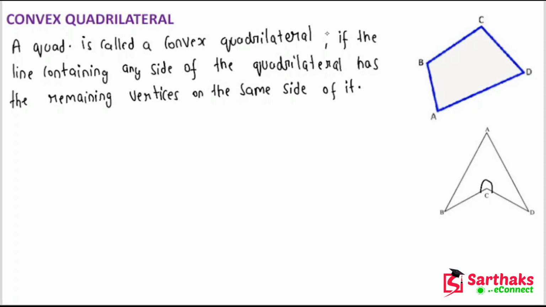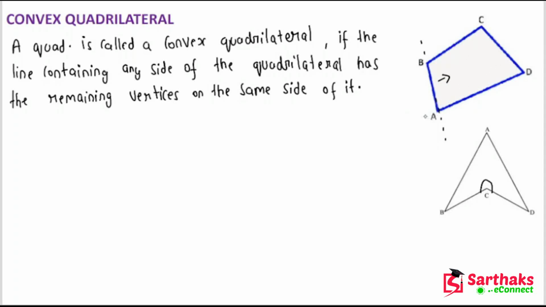It says that a quadrilateral is called a convex quadrilateral if a line containing any side. Suppose AB is the line which contains the side AB. AB is a line segment, it is not a line. So let us suppose that there is a line extended which contains the side AB. Then the other two vertices should be on the same side. You can clearly see if I take this line, now this line contains the line segment AB, there is a side AB.